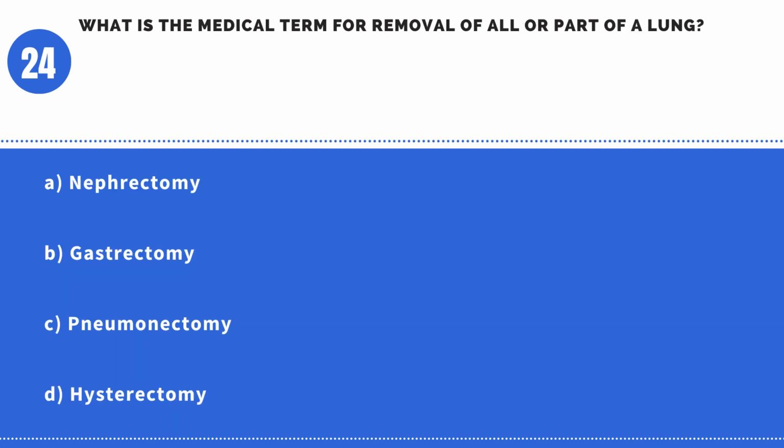Question 24. What is the medical term for removal of all or part of a lung? A. Nephrectomy. B. Gastrectomy. C. Pneumonectomy. D. Hysterectomy.